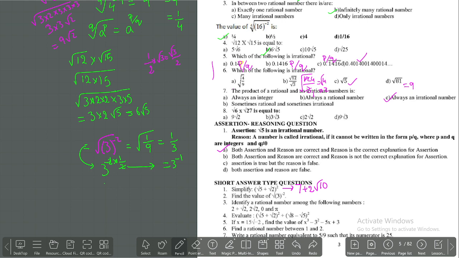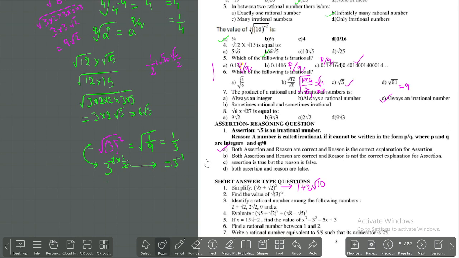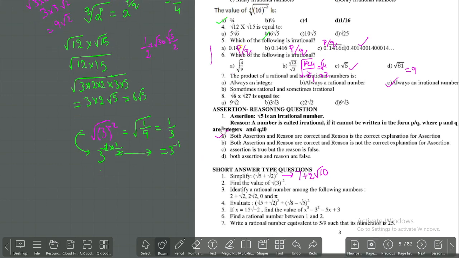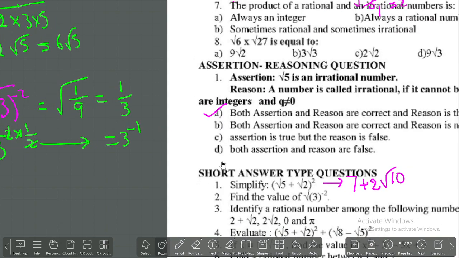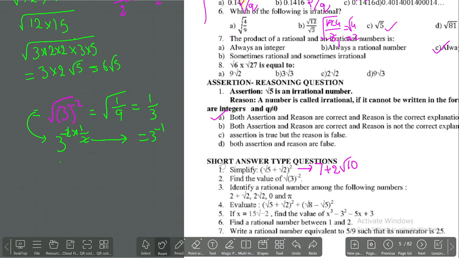Okay? Next, identify a rational number among the following numbers. Which ones are rational numbers? Third one, 2 plus root 2 is there. Okay. 0 is a rational number.